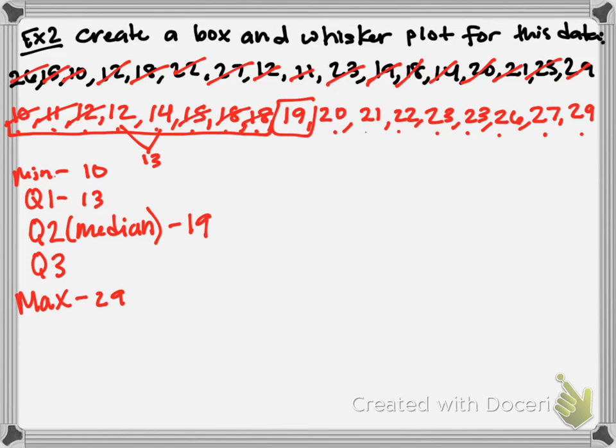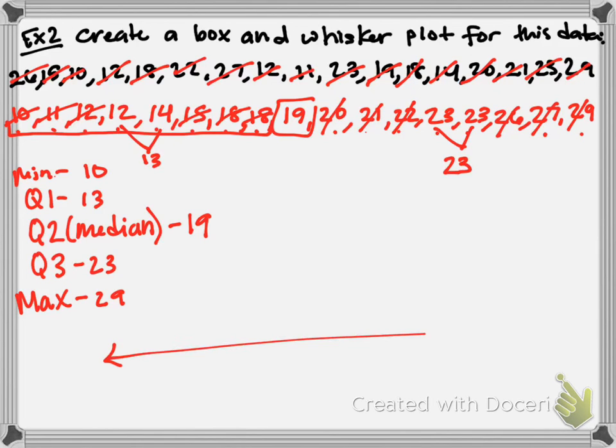Let's do the same thing on the other side. 20, 29, cross off low, high, low, high. I have 2 23s left, so that means my median here is 23.